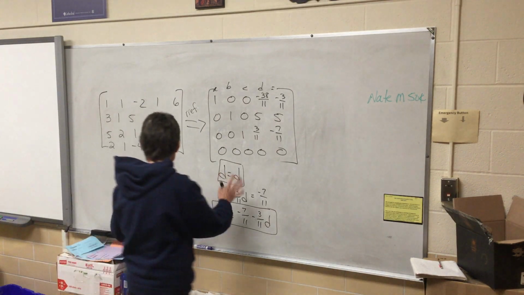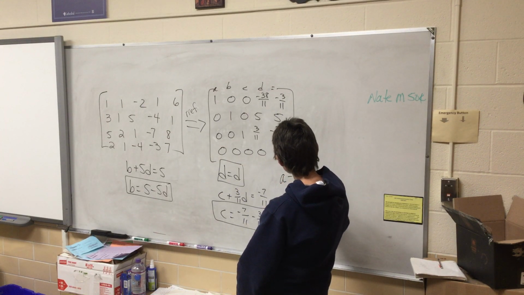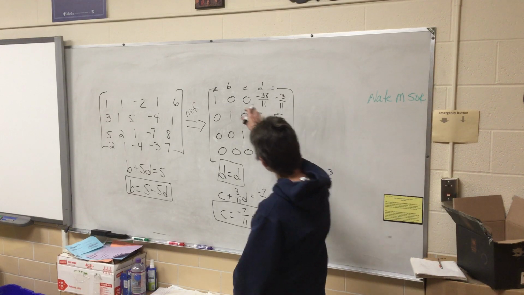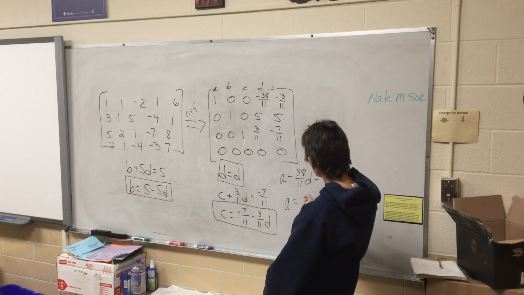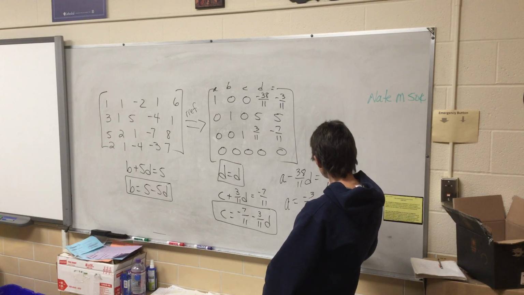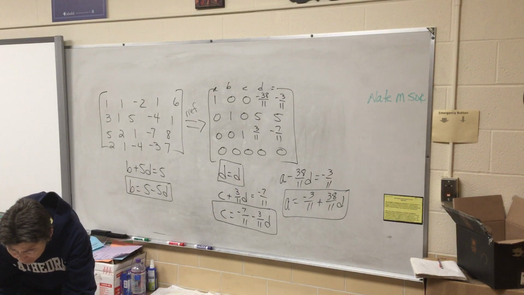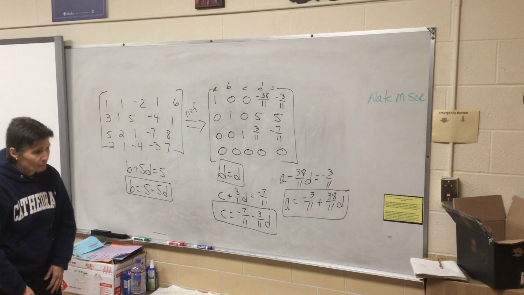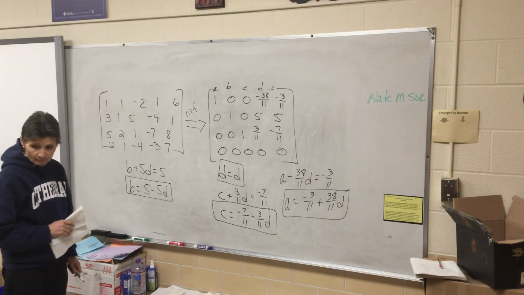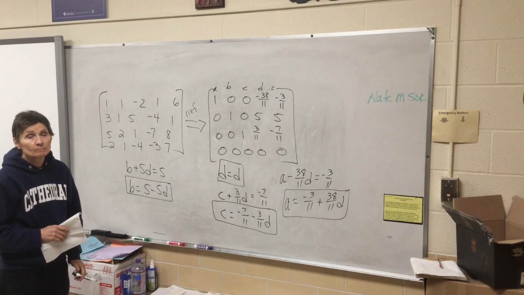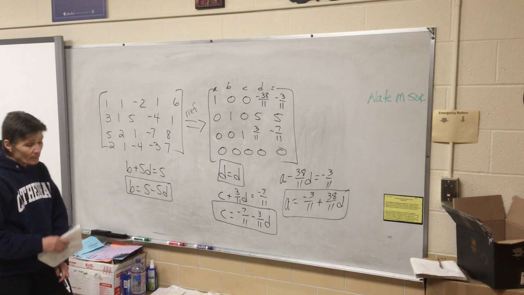And then I'll go up one more. I'm kind of disorganized here. I'll go up one more. A minus 38/11ths D equals negative 3/11ths. Don't put all those zeros in. There's no B's and C's. It's just A and D. So A equals negative 3/11ths plus 38/11ths D. Now, everybody with me to this point?